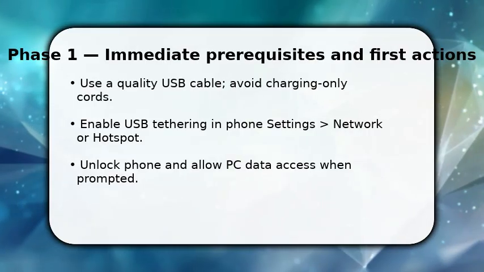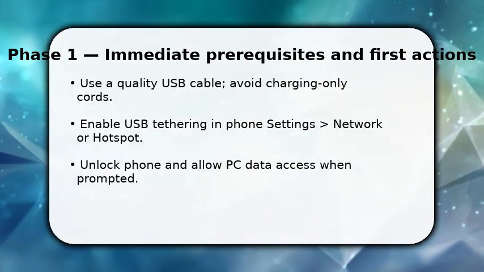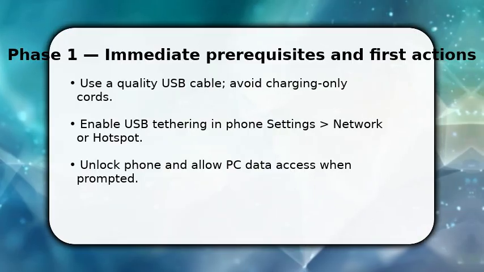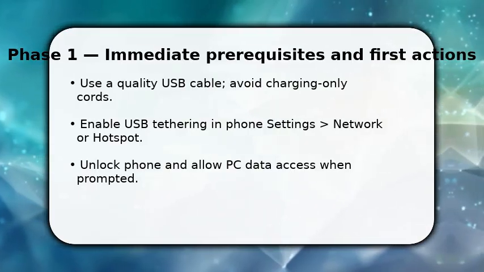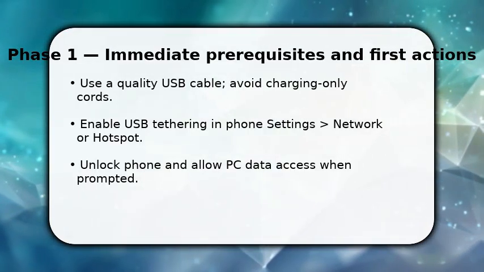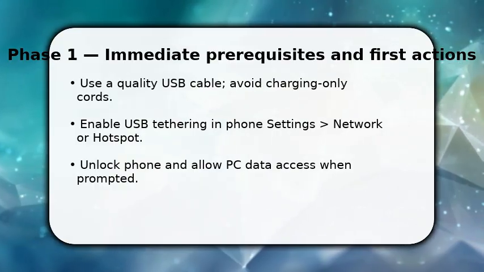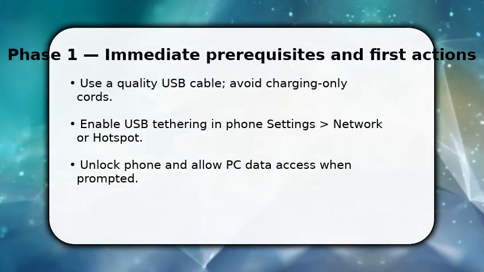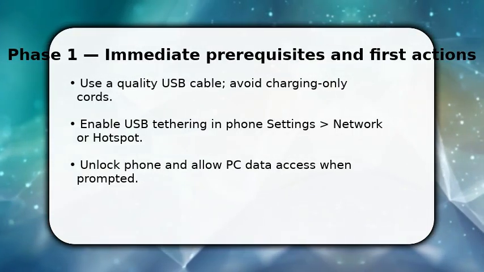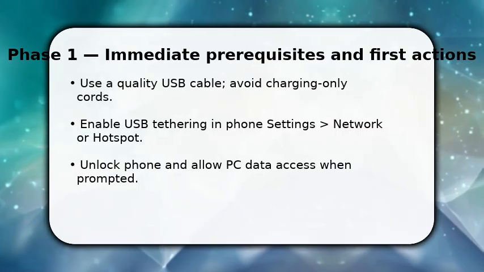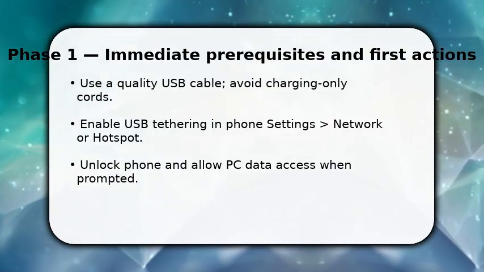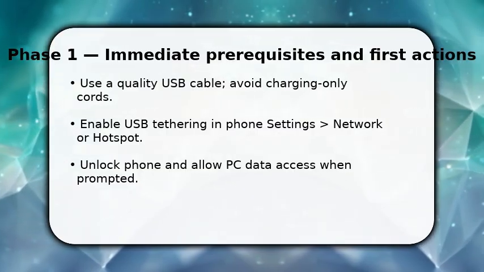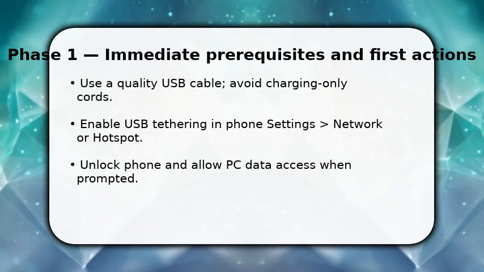You start by preparing your phone and PC for tethering. Plug a good USB cable between devices, unlock the phone, and accept any USB data prompts. Once done, open your phone settings and enable USB tethering or USB Internet under Network or Hotspot. This initiates the interface. On many phones, tethering shares the cellular radio with the PC so you get internet immediately. Make sure mobile data is on, because tethering routes the PC through your phone's carrier link.